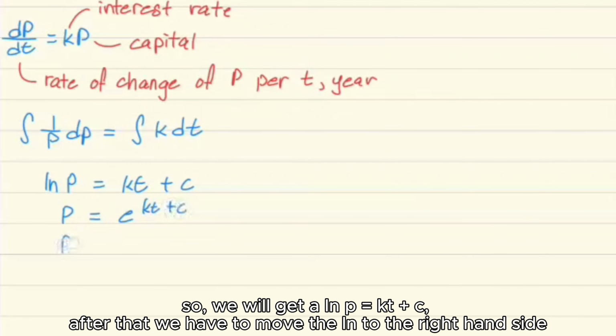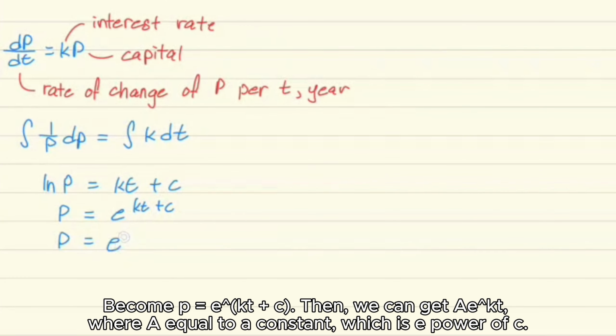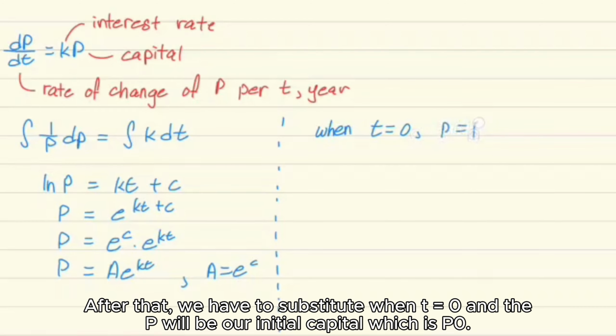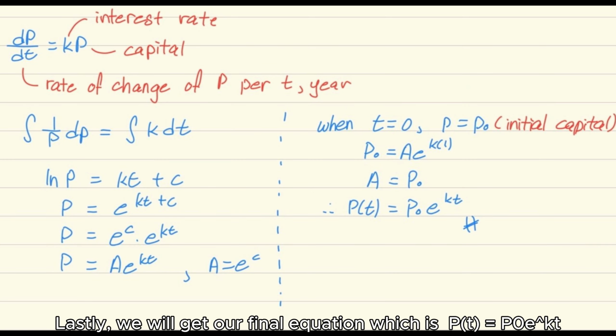After that, we have to move the ln to the right hand side, becoming P equal to e^(kt+C). Then we can get P equal to Ae^(kt), where A is a constant which is e to the power of C. After that, we have to substitute when t equals 0, and P will be our initial capital, which is P naught. Then we substitute the t and P into our equation. Lastly, we will get our final equation, which is P(t) equal to P naught e^(kt).